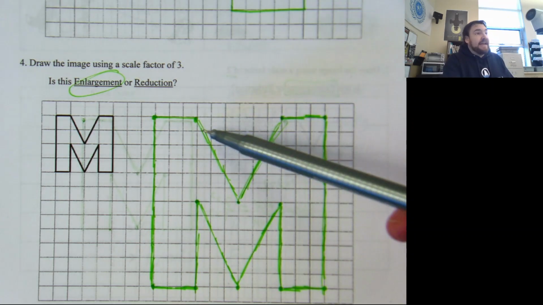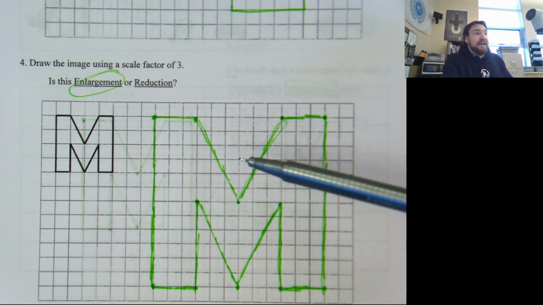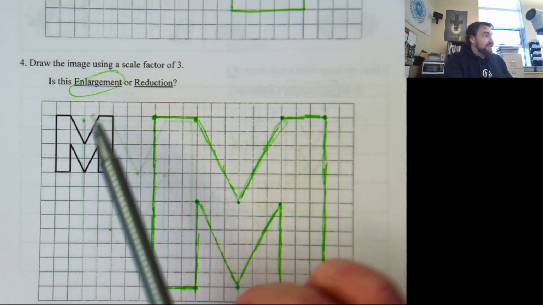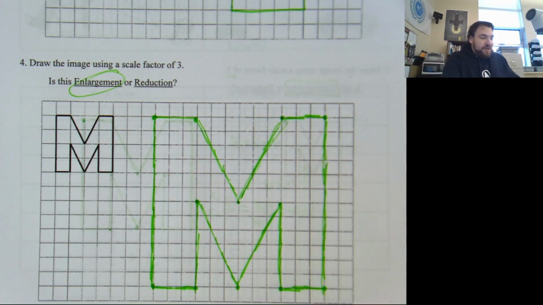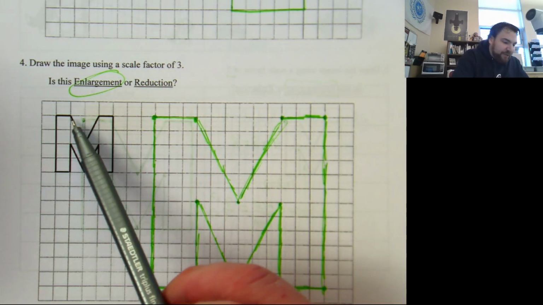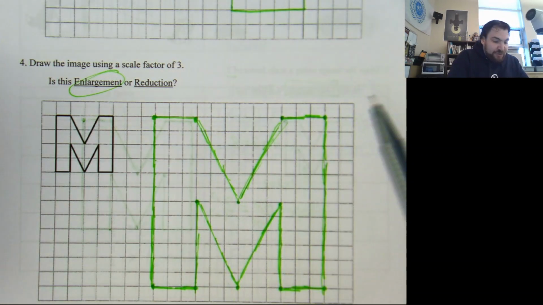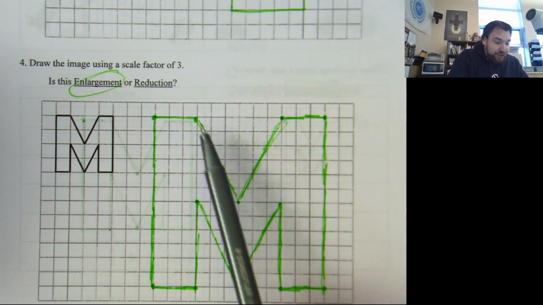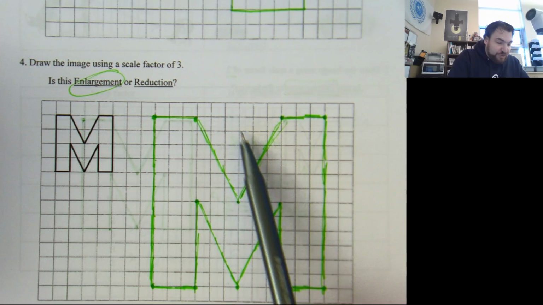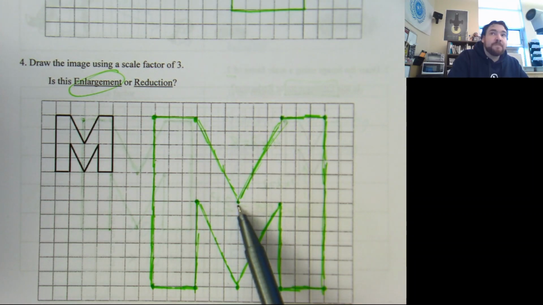And again, for these diagonals, you're not just multiplying how long the thing is. You're actually treating the slope. So this guy here has a slope of, it goes over 1 and down 2. So this one, if it's a scale of 3, you're going to go over 1, 2, 3 and down 1, 2, 3, 4, 5, 6.